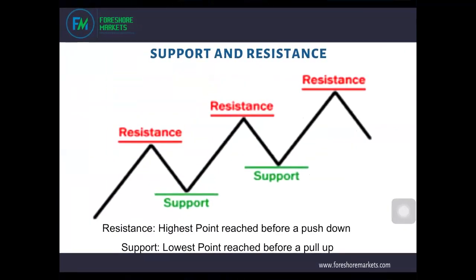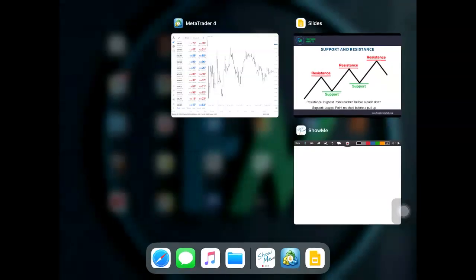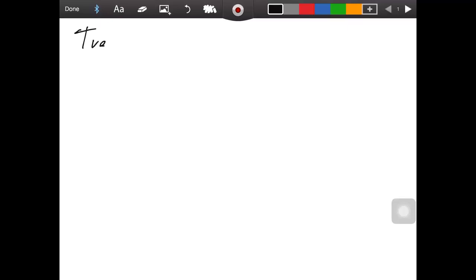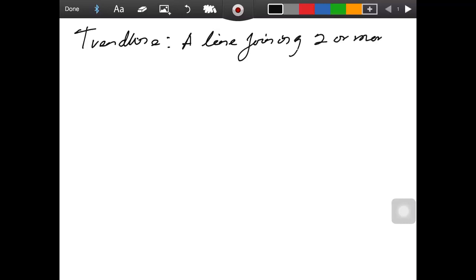One of the things we established in our previous videos was that a trend line is basically a line joining two or more supports or resistances. That is what your trend line is.